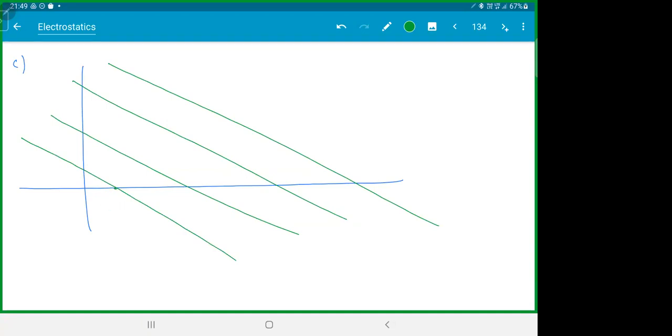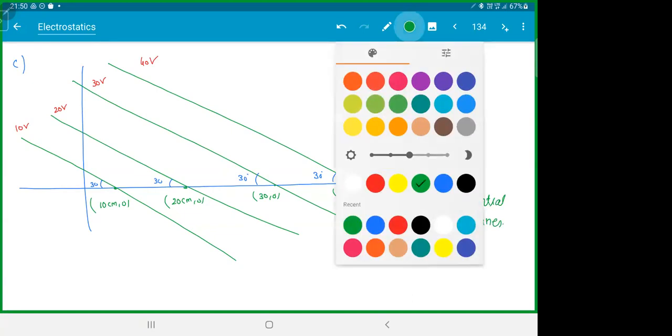This is 10 centimeter, 0. This is 20 centimeter, 0. 30 centimeter, 40 centimeter. These voltages are 10 volt, 20 volt, 30 volt, 40 volt. This angle is 30, 30, 30. So the green ones are the equipotential planes. Find the field in the region.